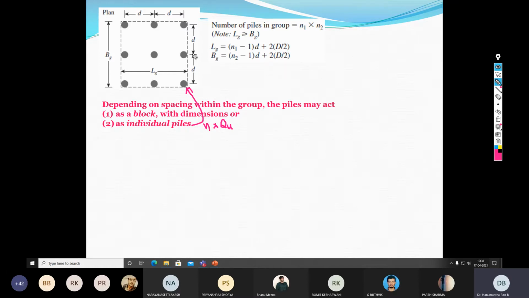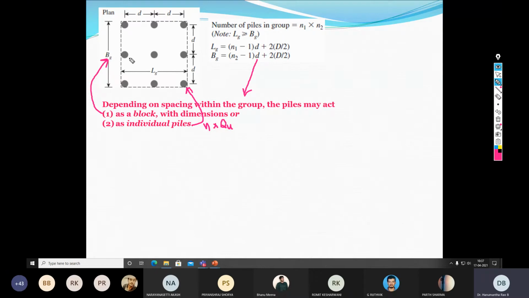Okay, I repeat again. Depending upon the pile spacing, that is D, the pile group may act in two different modes. The first mode is it will act as a block where the Lg by Bg will act as a single pile. In that case, when I say block, the piles as well as the soil within or between these 9 piles will act as a single monolithic structure.